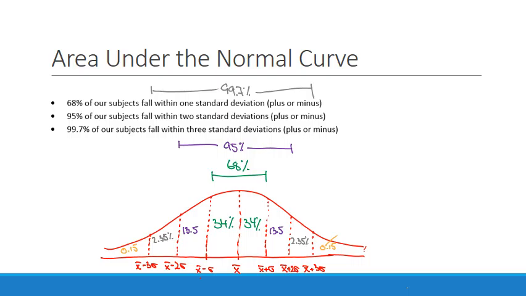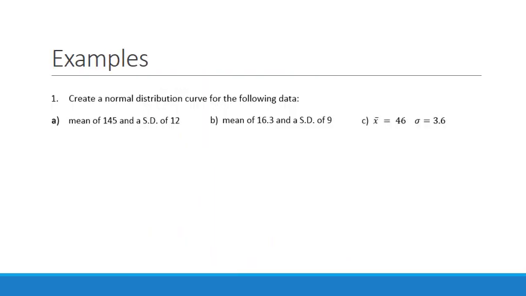Now, that likely doesn't make much sense to you still, so let's just actually get doing some examples. It says create a normal distribution curve for the following data, and then I got these 3 questions. Sorry about that. Let's do the first one. A mean of 145 and a standard deviation of 12. Okay, so first thing we'll do, we'll give ourselves a little bell curve. Mine's pretty flat. I really should have more of a kind of hump there, but that's okay.